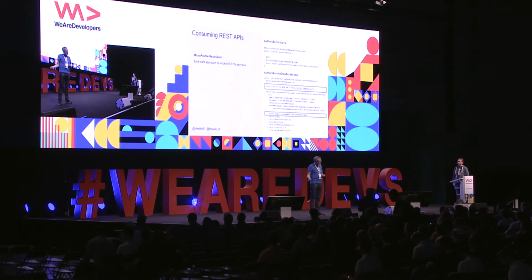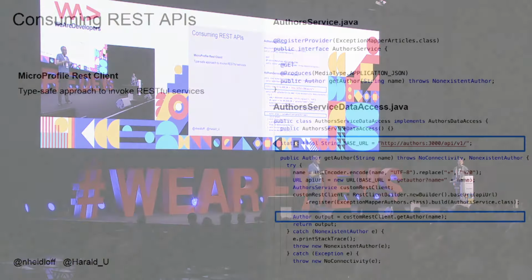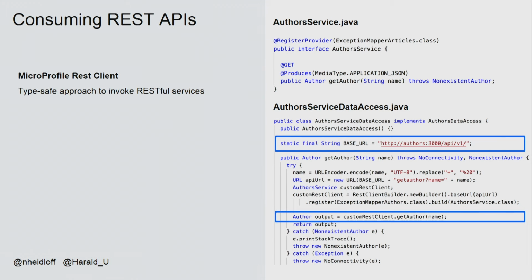In the second highlight, you see that in order to make the REST call itself, we simply call a method from the MicroProfile REST client library. It's like any other method call in Java. It's type safe, and Niklas will talk about MicroProfile in a moment.